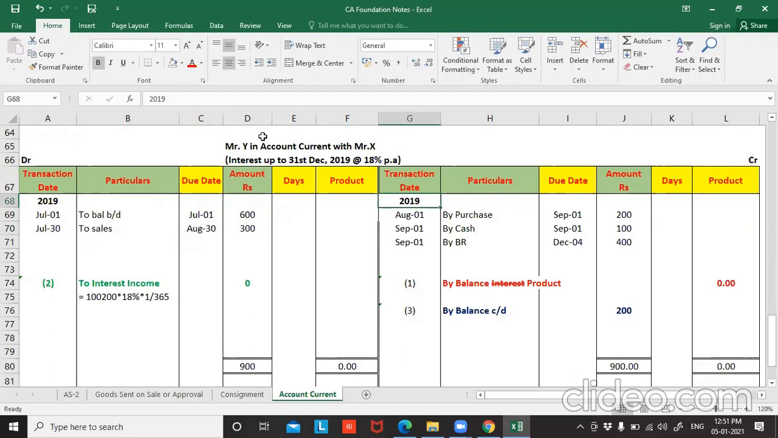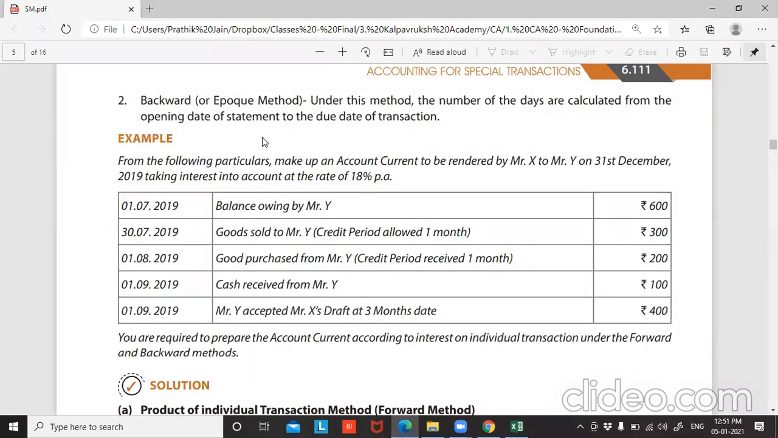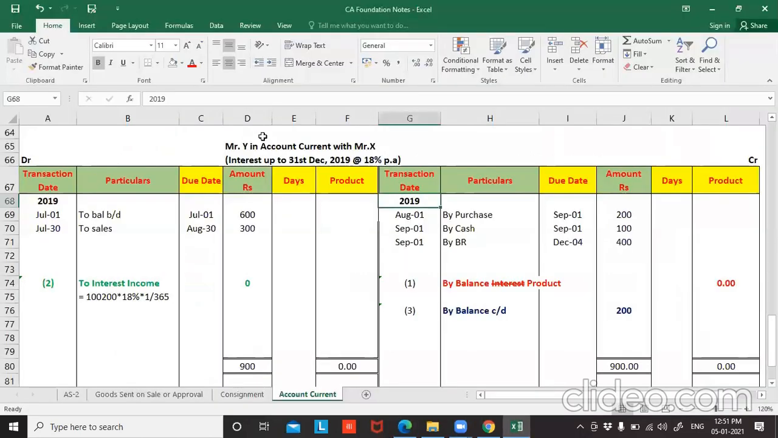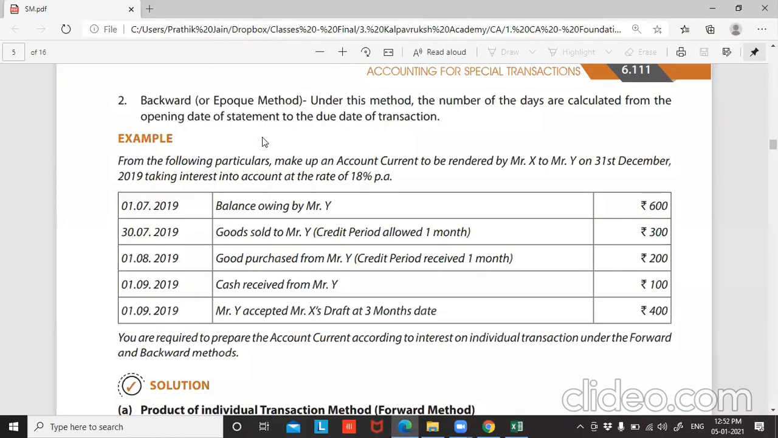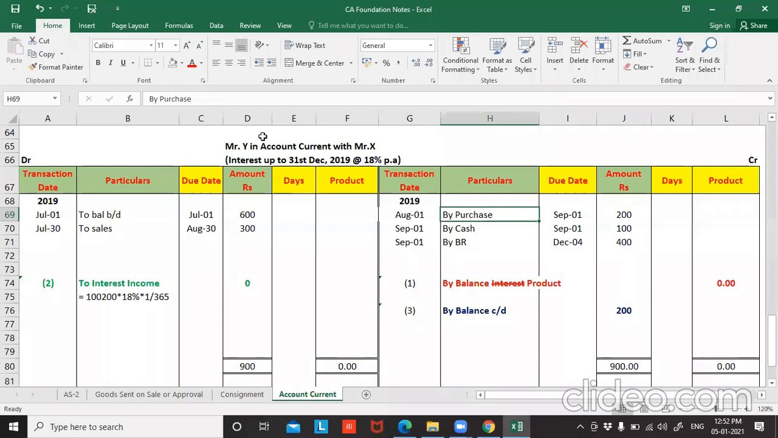On the credit side now is purchase of goods. By purchase happening on 1st August and 1 month credit period. So 1st August is the transaction date. By purchase, September 1 is the due date. Amount is 200. And next, cash is received from Mr. Y. So by cash, September 1 cash is received. By cash, no due date is given, so transaction date is taken as due date. The amount is 100 rupees. Please copy till this.